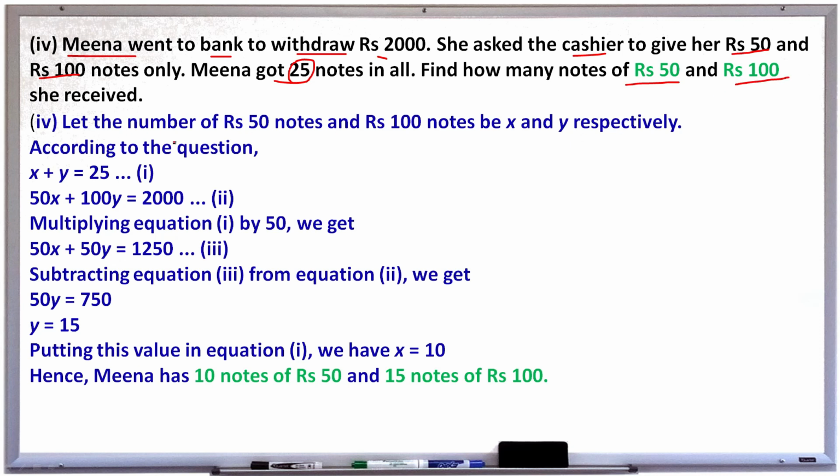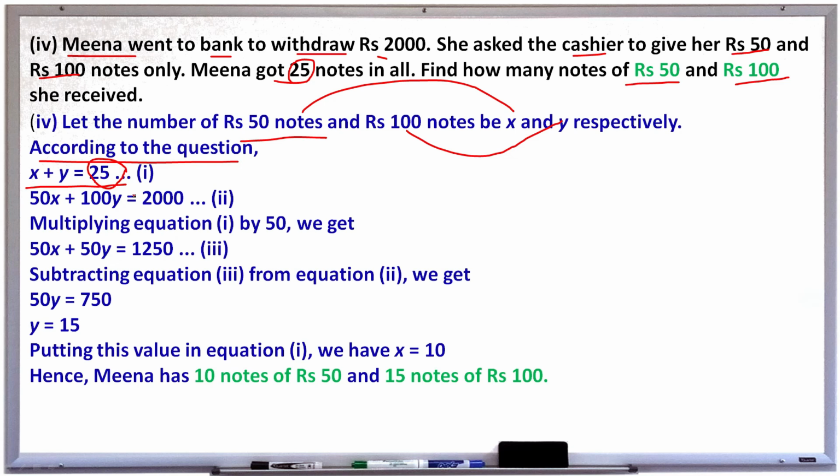Let the number of 50 rupees notes be x and 100 rupees notes be y. x and y we can keep it as. According to the sum, it is given 25 notes in all she got. So x and y together she got 25 notes. According to the sum we can write.